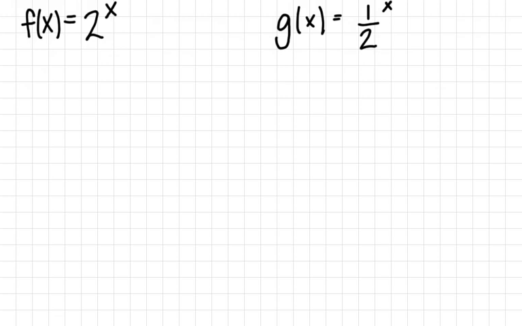So we want to graph y equals 2 to the x as well as y equals 1/2 to the x power. We want to graph them side by side next to each other but on different coordinate planes. And we can begin by just making a table of values to see what ordered pairs are going to be on these graphs.